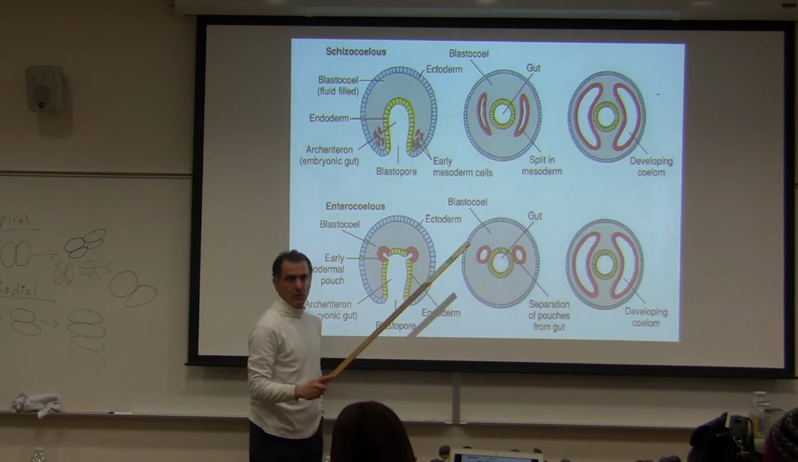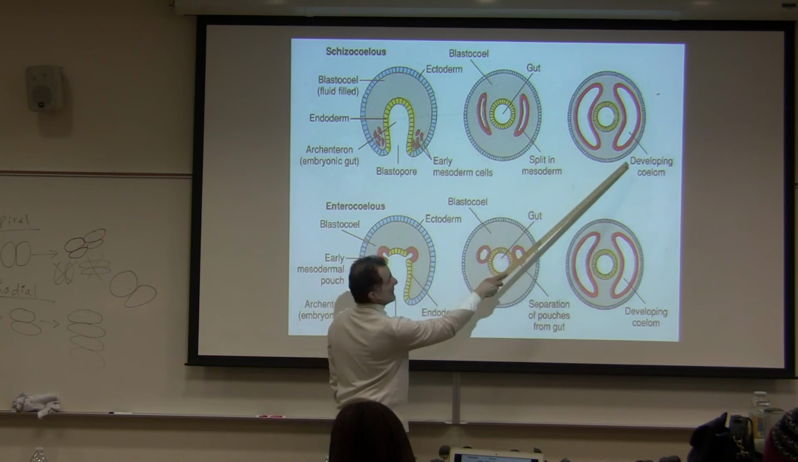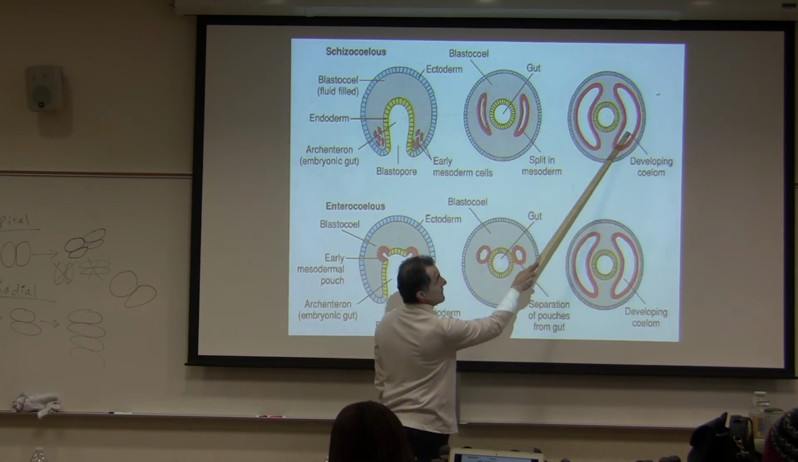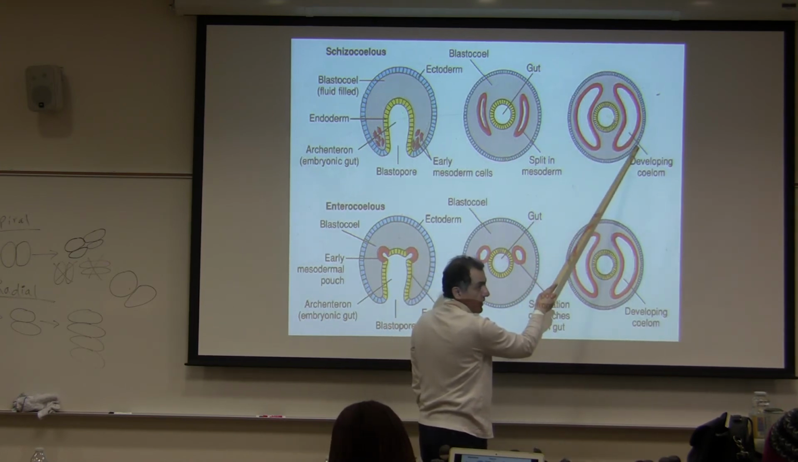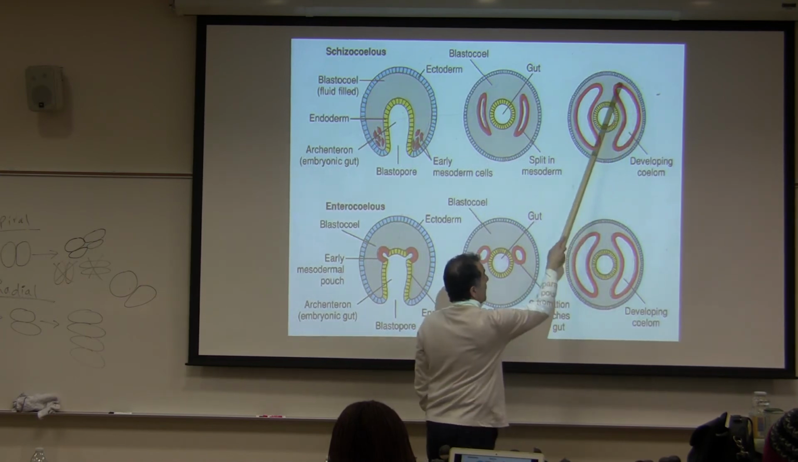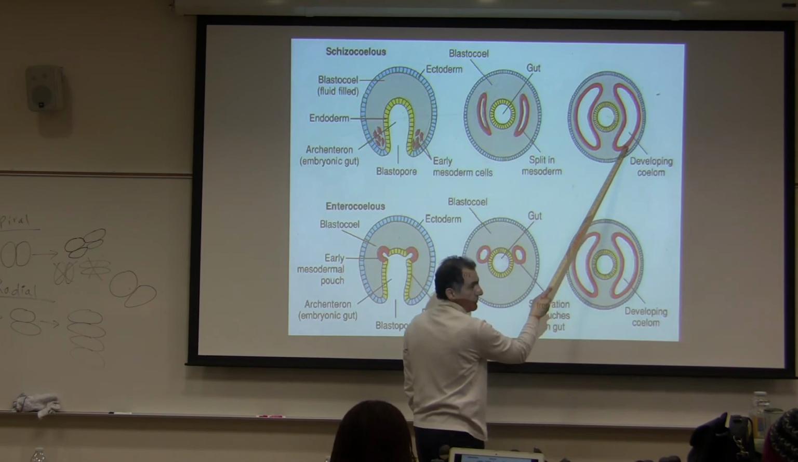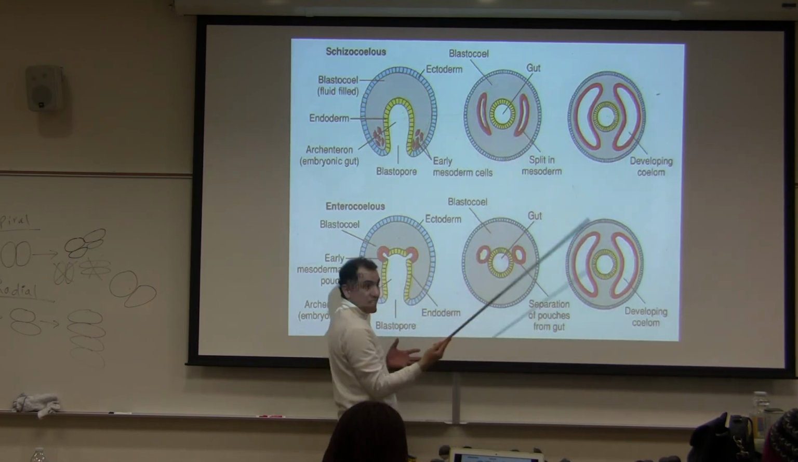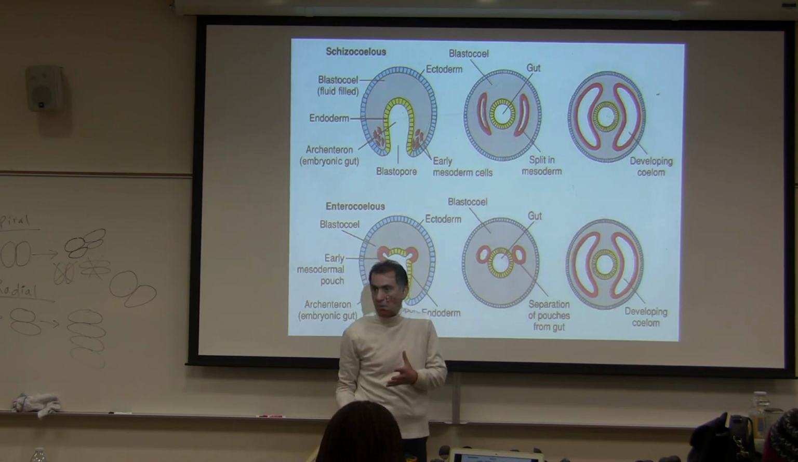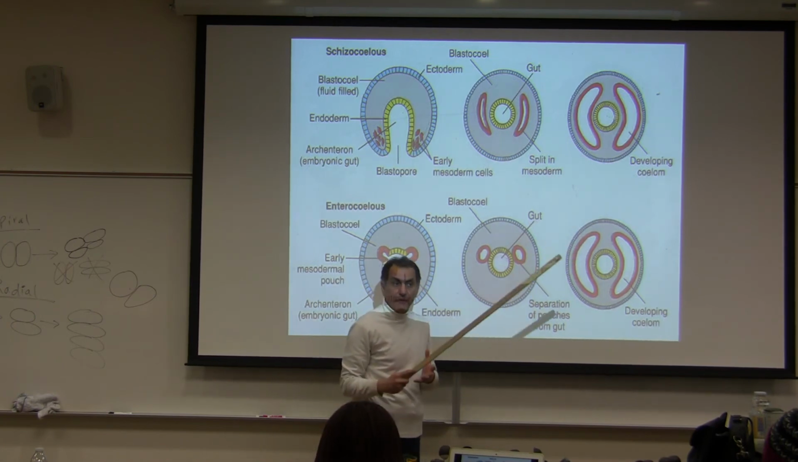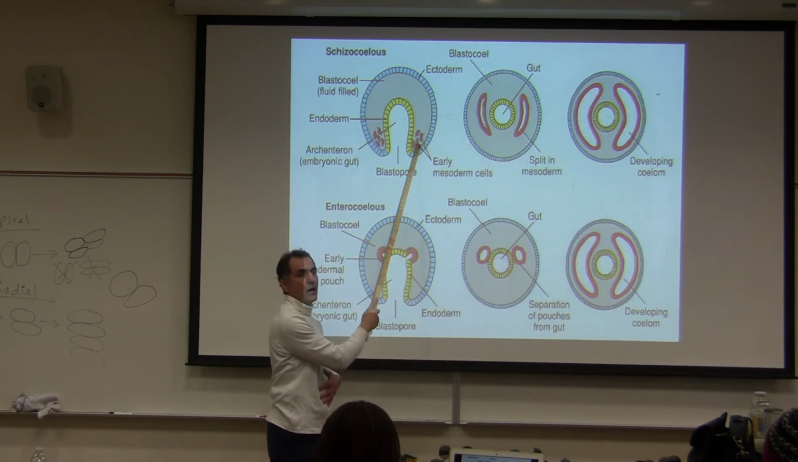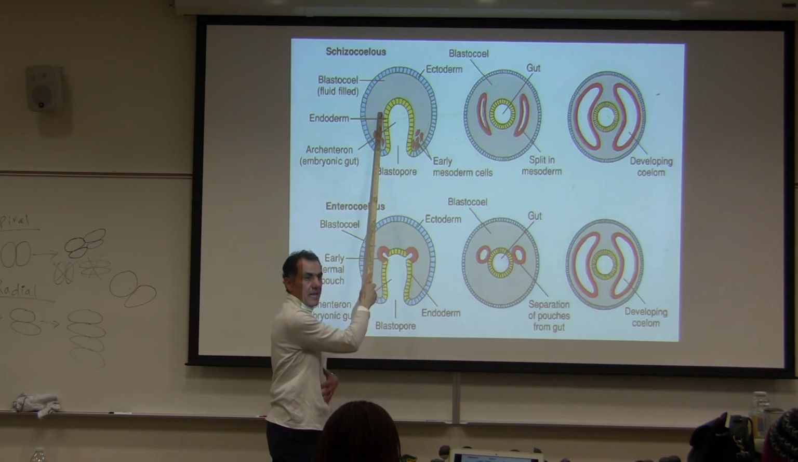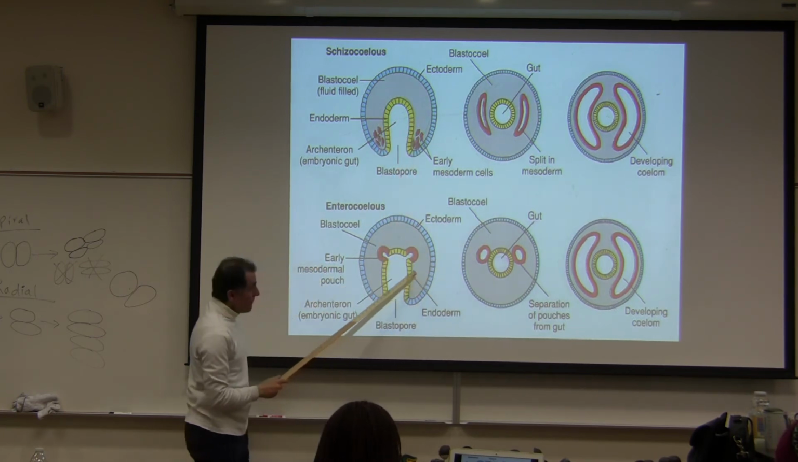Mesoderm. So coelom, by definition, is the space between the gut and the ectoderm, the skin, the gut and the epidermis, which is completely surrounded by mesoderm. So the question is, where did the coelom come from? Did the coelom come from splitting cells, in some animals, schizocoelous animals like us, or did it come from outpocketing?